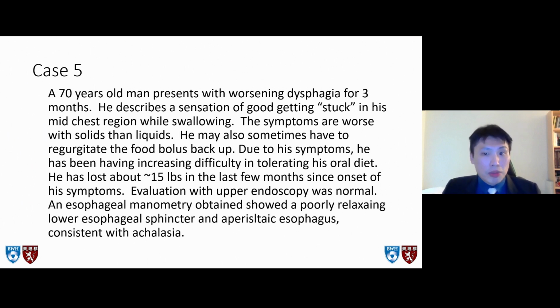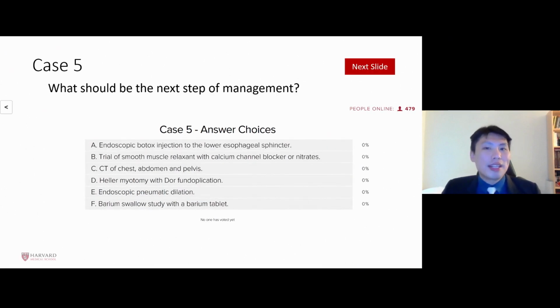He underwent an evaluation with an upper endoscopy that was normal, and an esophageal manometry that showed a poorly relaxing lower esophageal sphincter and an aperistaltic esophagus, consistent with achalasia. So the question is, what should be the next step of management in this 70-year-old man who was diagnosed with achalasia because of the swallowing symptoms for 3 months?